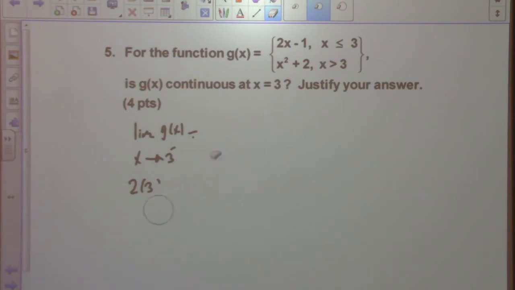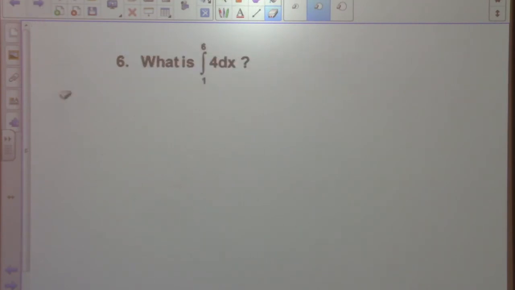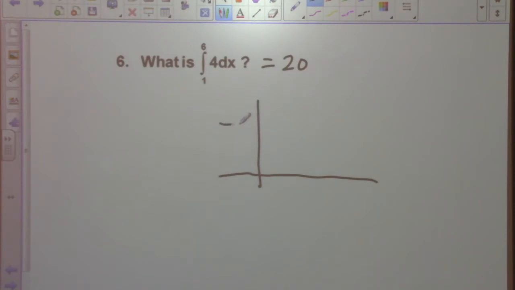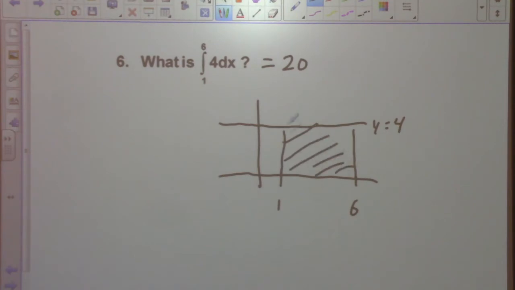Go to the last 3 here. What is the integral from 1 to 6 of 4 dx? What is this going to be? 20. Should be 20, because we actually have this thing here, y equals 4 between 1 and 6. So you have a 4 by 5 rectangle whose area is 20. All right.